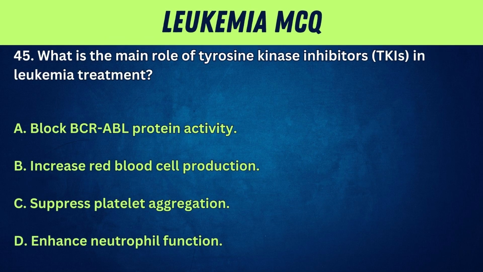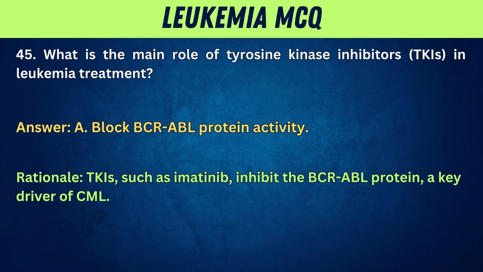45. What is the main role of tyrosine kinase inhibitors, TKIs, in leukemia treatment? A. Block BCR-ABL protein activity. B. Increase red blood cell production. C. Suppress platelet aggregation. D. Enhance neutrophil function. Answer: A. Block BCR-ABL protein activity. Rationale: TKIs, such as imatinib, inhibit the BCR-ABL protein, a key driver of CML.